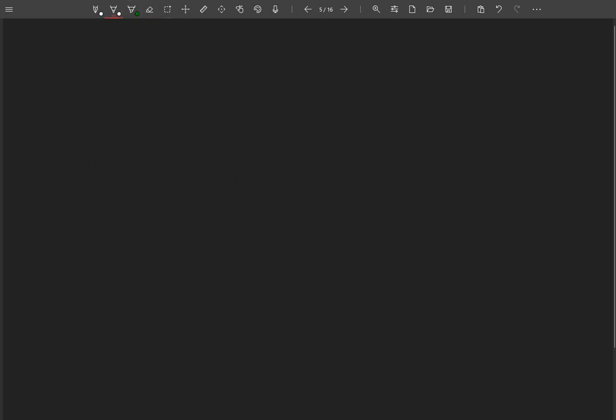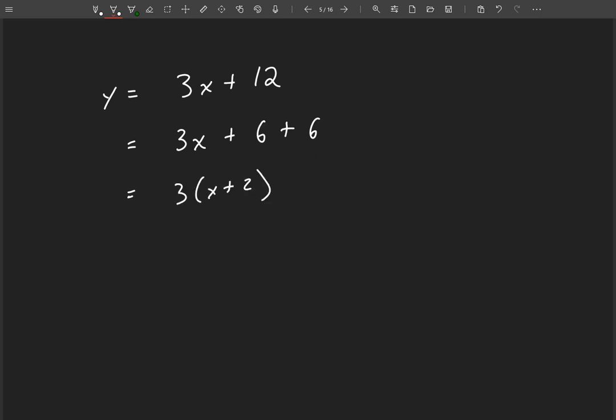Let's do another one. How about something like this? It shows you another thing that you might run across. Now with something like this, you could break this apart and say, well, I need two things that give me 12, where one of them is divisible by 3. I could do, let's do 6 and 6. Why not? Or I could have done 9 and 3, whatever. And then when I do that, I get 3x plus 2, because 6 divided by 3 is 2, and then plus 6. There's nothing wrong with that.